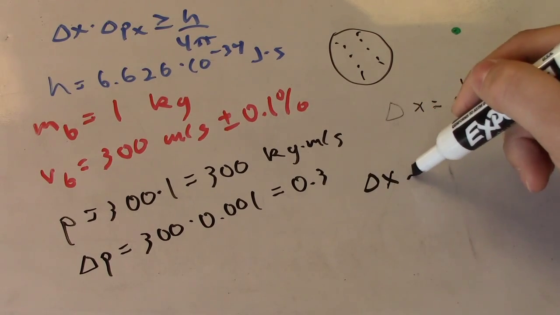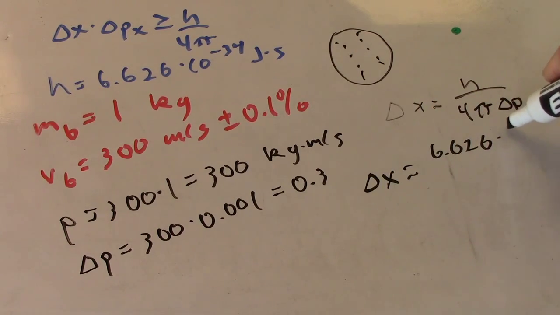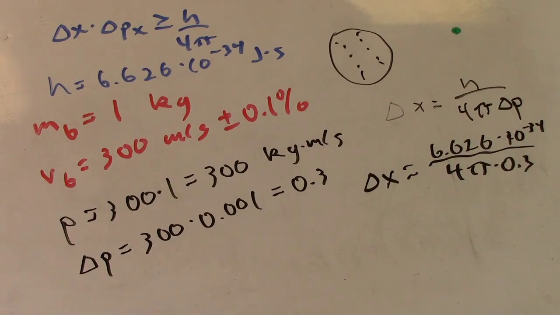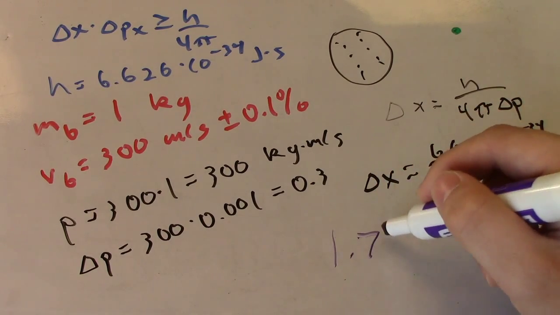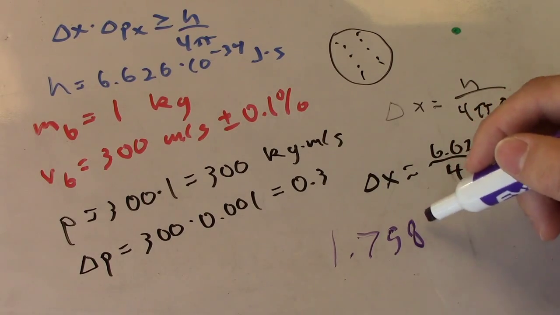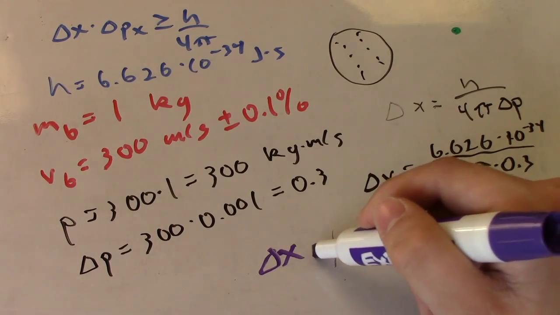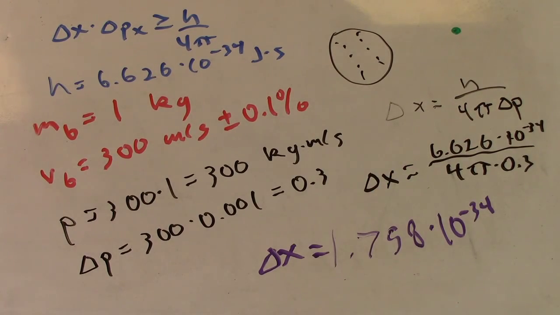Using the value 6.626 times 10 to the negative 34th for h, and dividing it by 4 times pi times 0.3, we get a value of 1.758 times 10 to the negative 34th. This is the minimum uncertainty that must exist for determining position. This uncertainty is almost 20 orders of magnitude smaller than the size of a nucleus. An accuracy that high is well outside the realm of current technology, so for a particle as massive as a baseball, the uncertainty principle is negligible.